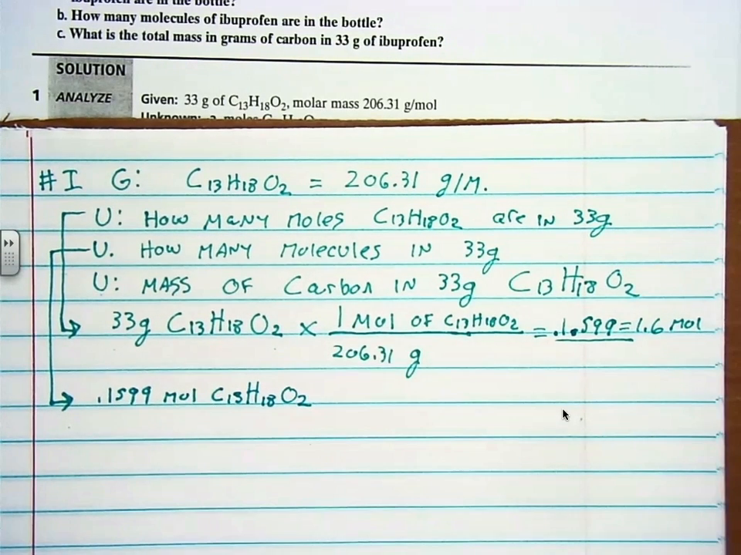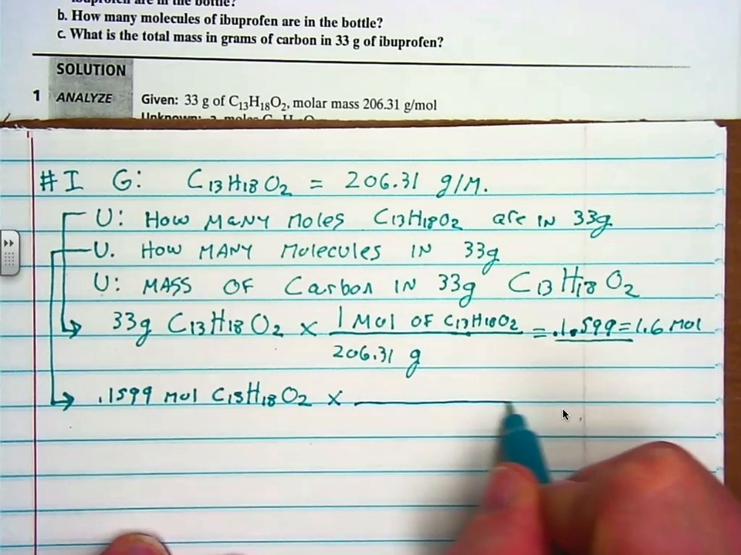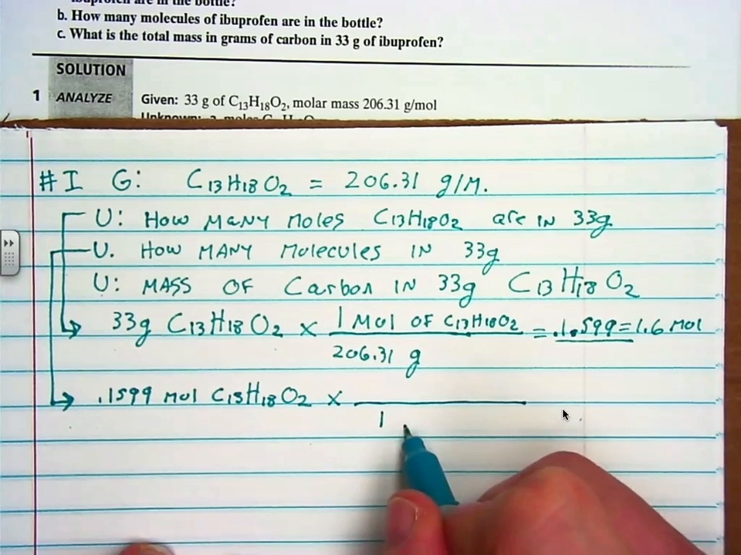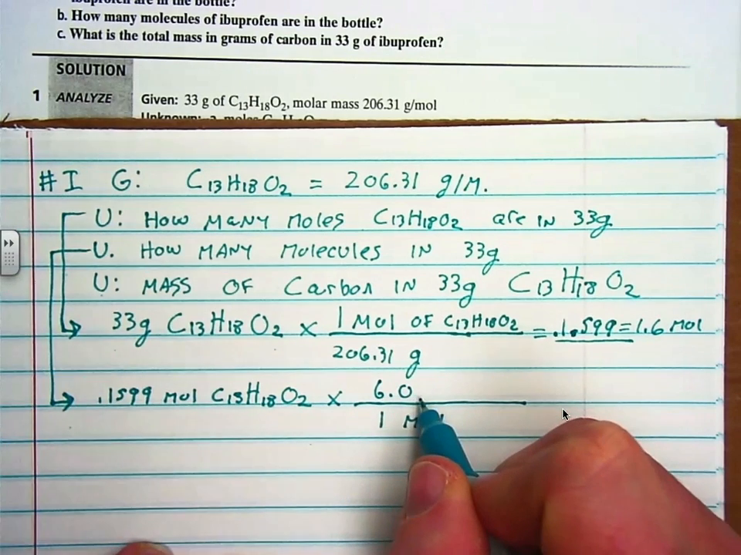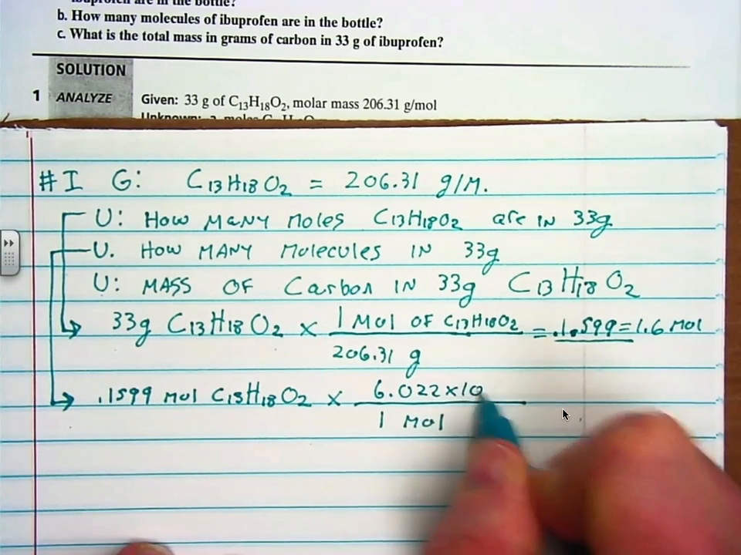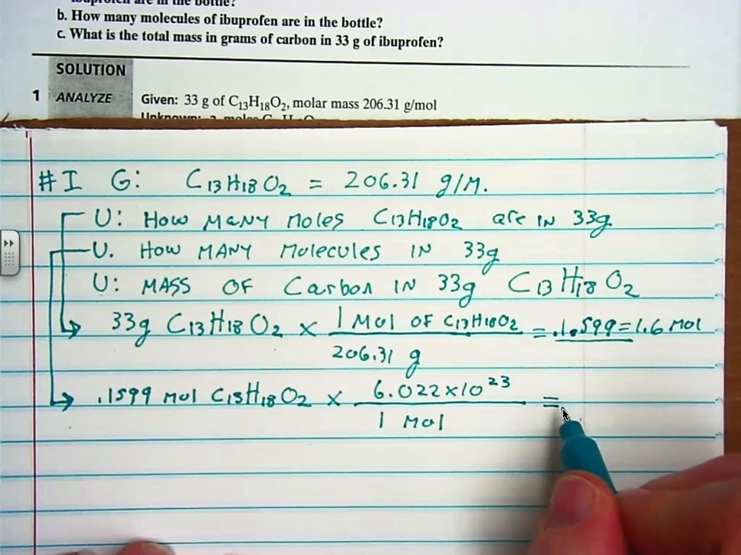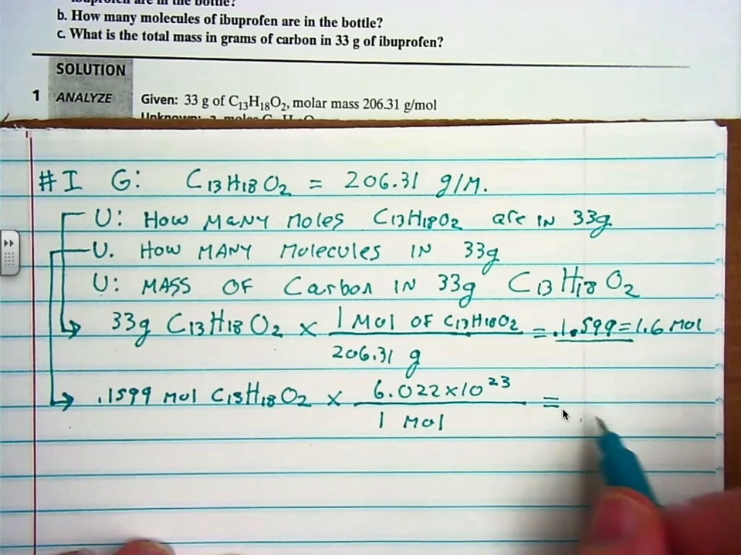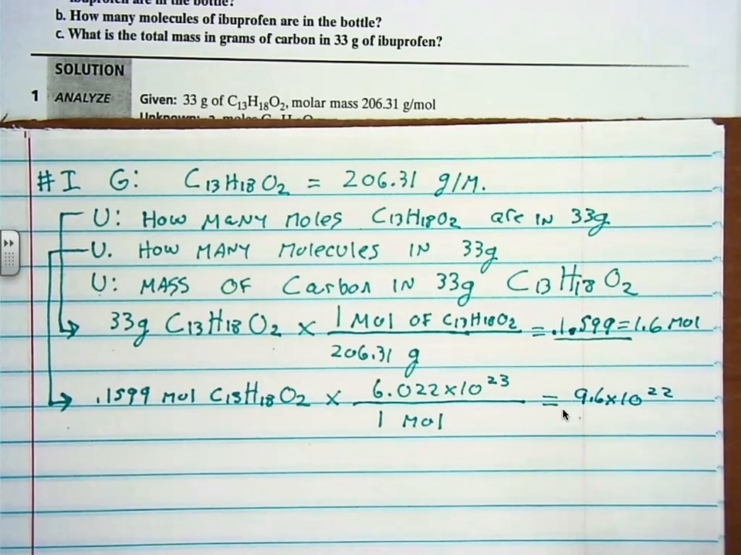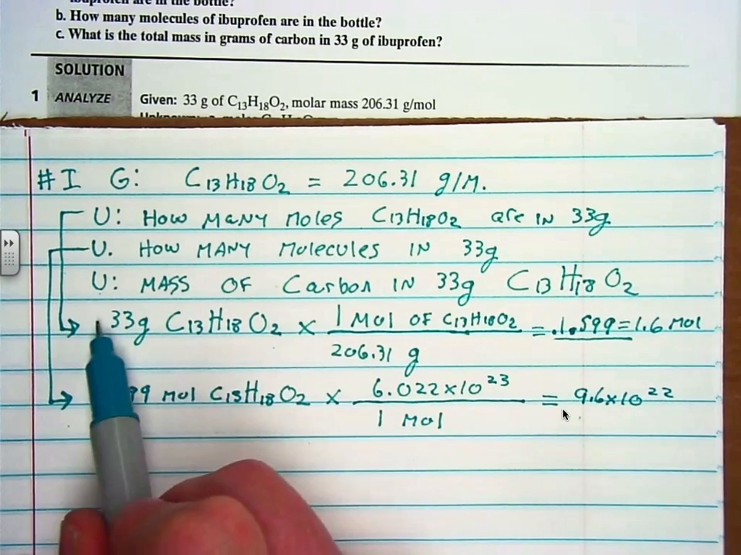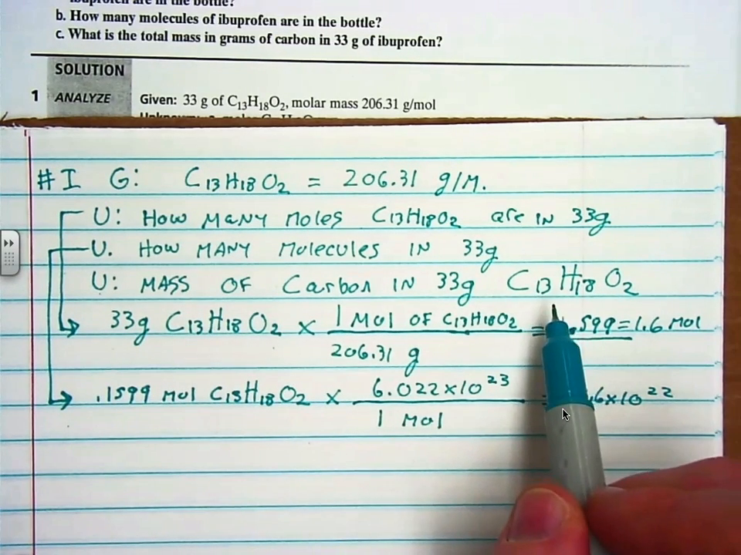We want to find out how many molecules of that are there. Well, that's easy. We can use Avogadro's number, just like this. We know that for 1 mole of anything, there are, what is it? 6.022 times 10 to the 23rd molecules. And we do our math, and we come out with 9.6 times 10 to the 22nd.